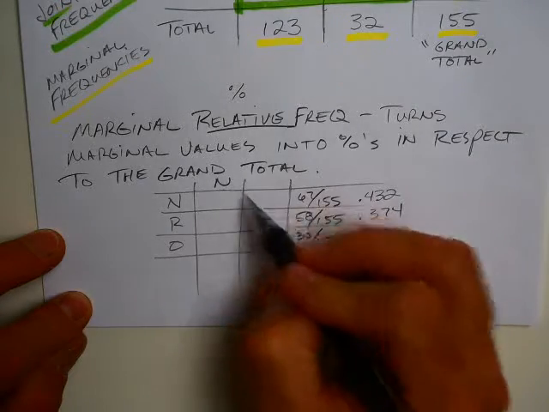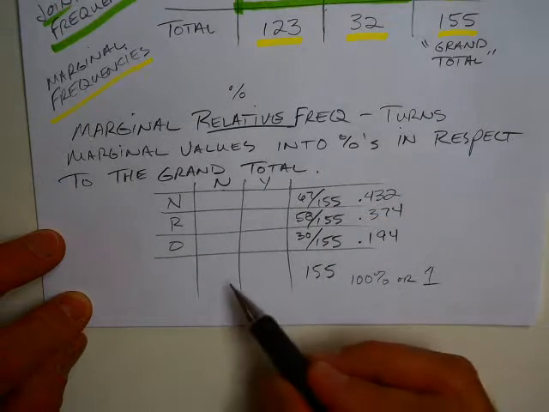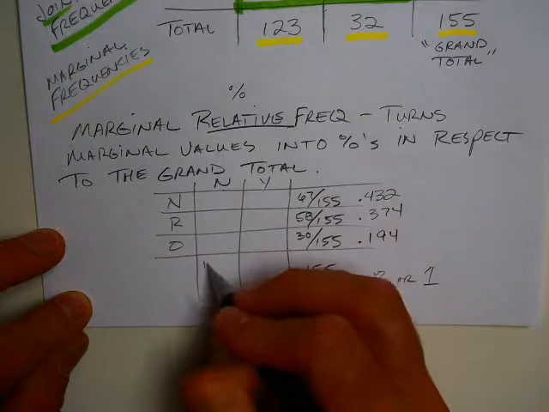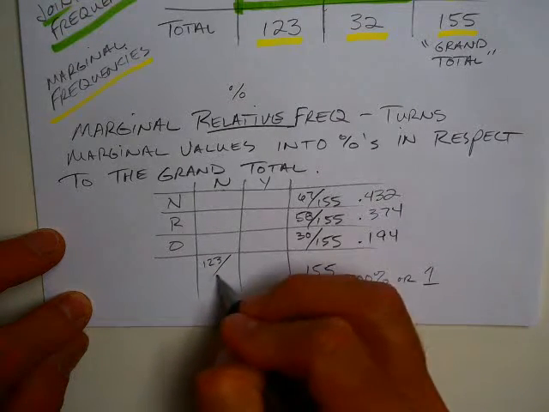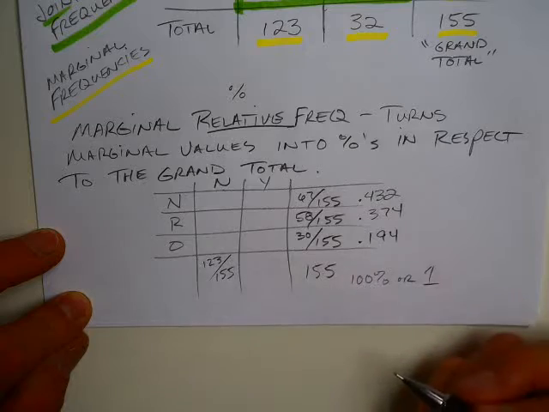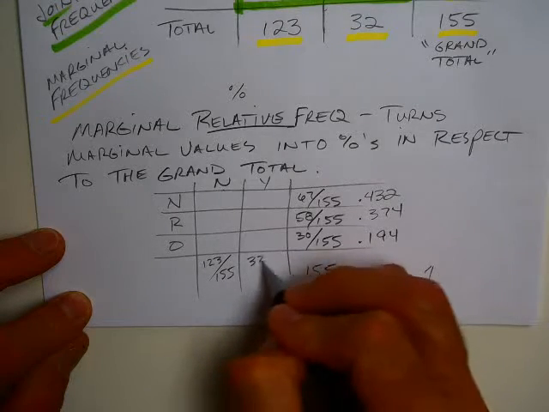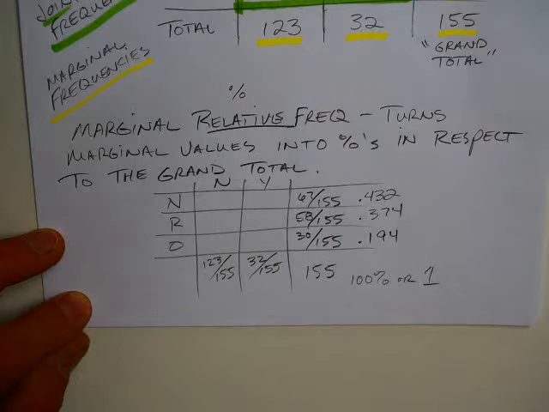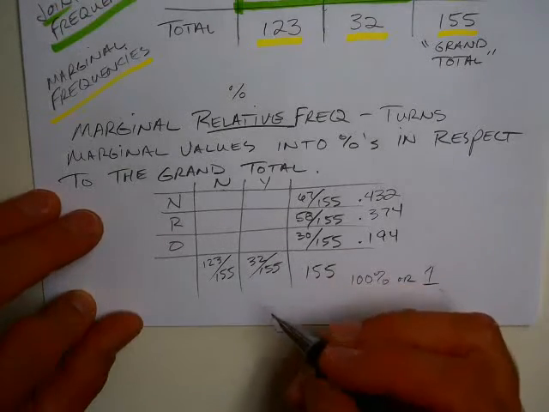Now, what about the no and the yes? Well, we do the same thing. So our no total is 123 divided by 155. And the yes total was 32 divided by 155. So those values, about 0.794.